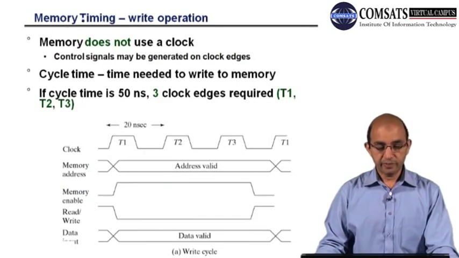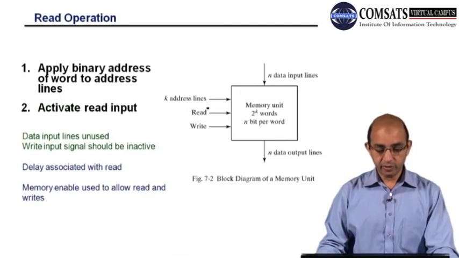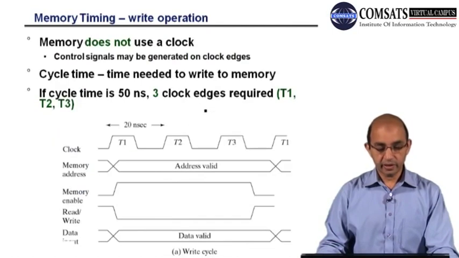And then here we have the memory timing for the write operation. It's a random access memory. One of the main points here is that the memory doesn't use the clock. But the control signals, those different read and write operations, can be clocked. They may be generated on clock edges.